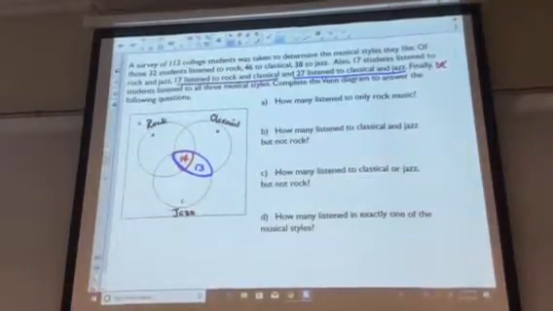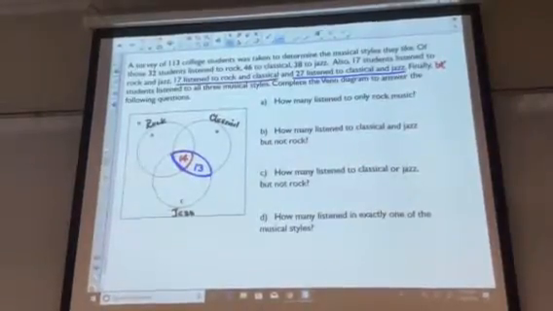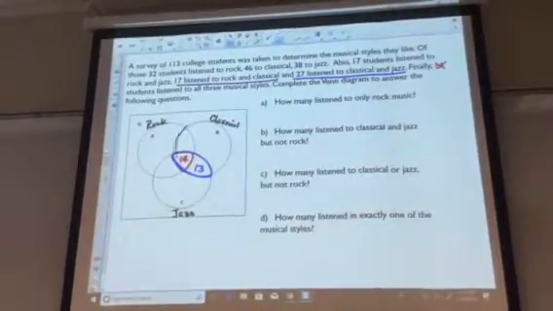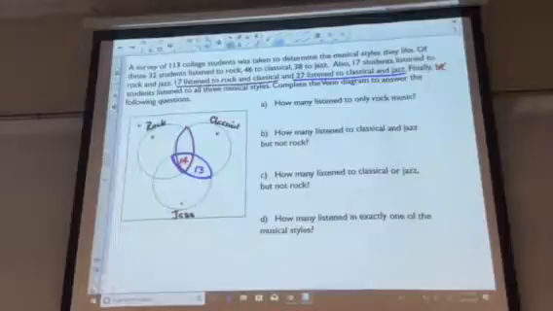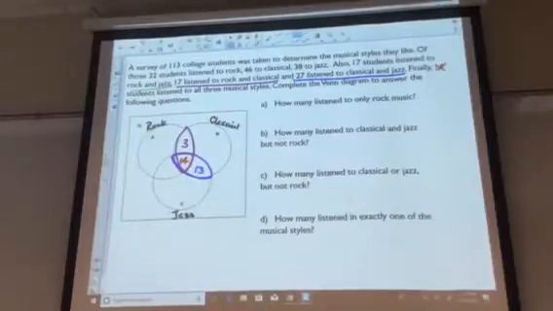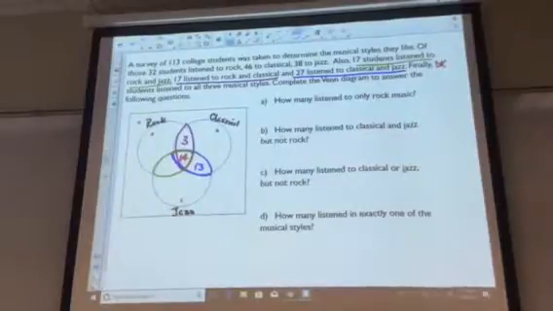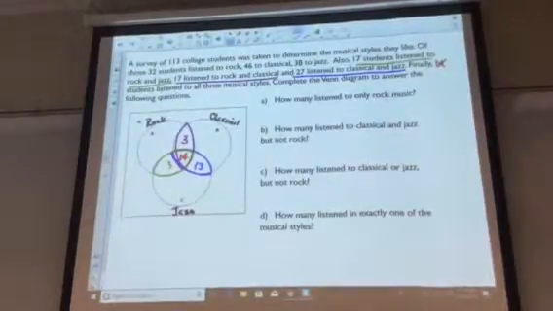Rock and classical. 17 total. 14 accounted for. 3 left. Rock and jazz. 17 total. 14 accounted for. 3 on the outside.